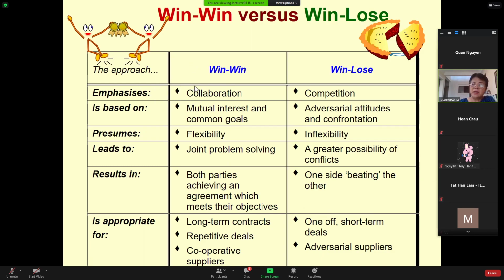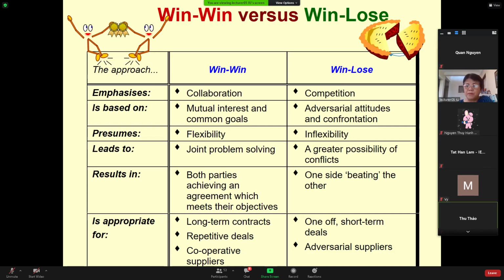In this case, win-win shows us the collaboration between the buyer and the seller. Okay? It replaces the competition. The win-win negotiation is based on mutual interest and common goals. So we understand ourselves and we understand the other. It's not an adversarial attitude and confrontation.